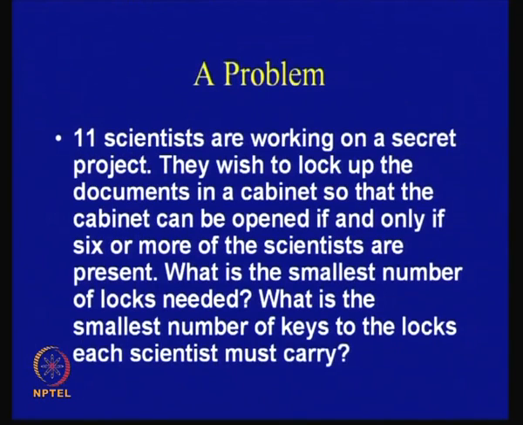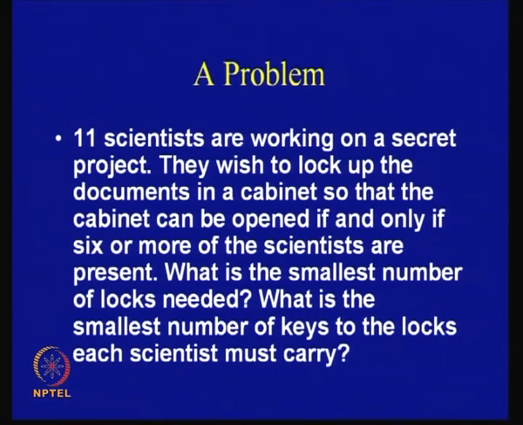To start with, let us consider a problem. It is a combinatorial problem. Suppose there are 11 scientists working on a secret project, and they wish to lock up the documents in a cabinet, so that the cabinet can be opened if and only if 6 or more of the scientists are present. That means if and only if 6 or more of the scientists combine, they should be able to understand the secret project.